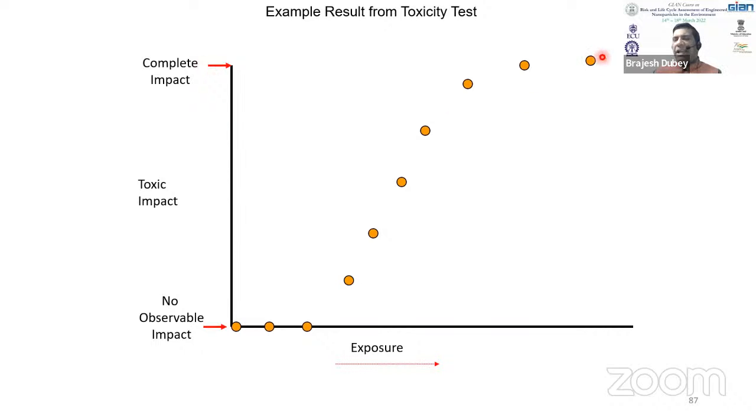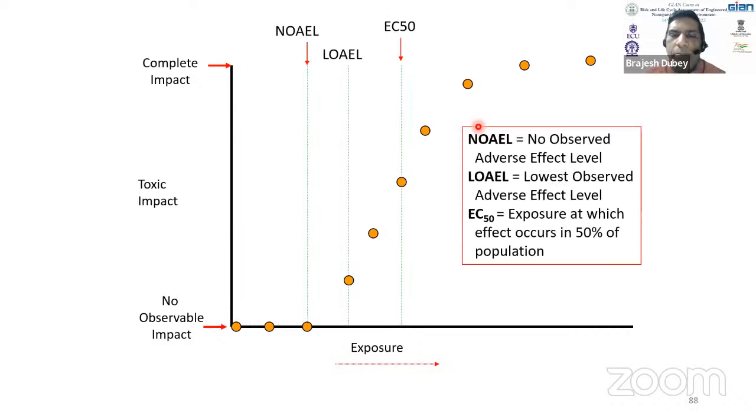It is also called the S curve, like the letter S, because it makes a kind of stretched S shape, as you can see over here. Up to this point, there is no effect. So that is the no observed adverse effect level. Then we start seeing some effect. So this is the lowest observed adverse effect level, based on the data that we have collected. And one aspect which is quite important is that we calculate EC50, the exposure at which the effect is occurring in 50% of the population. That is important to know. So this is what we can get out of the lab-based results.